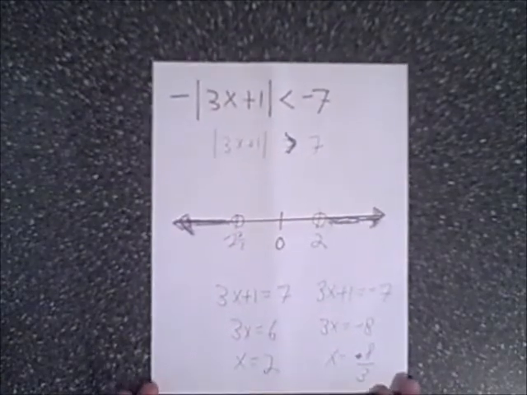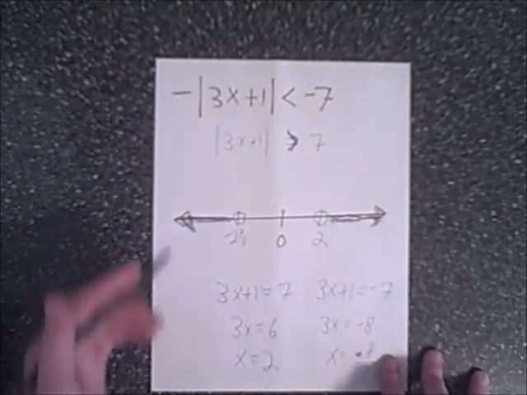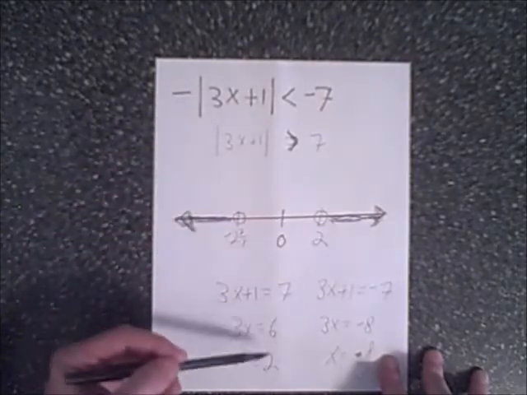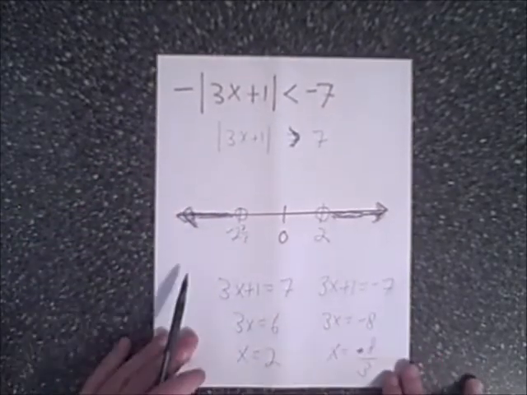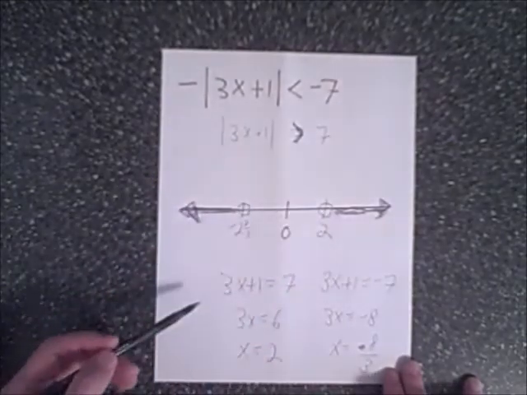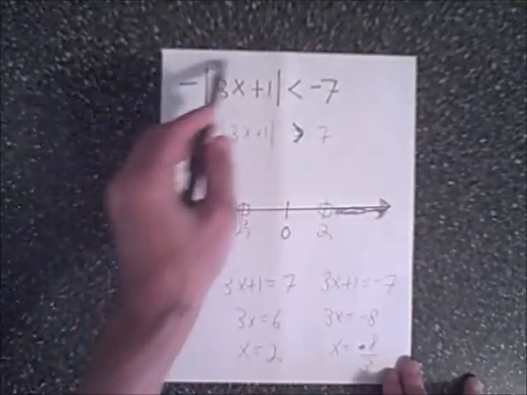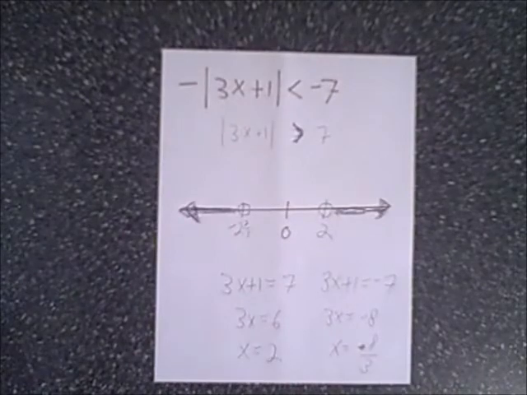So again, it's a 3-part process basically. Solve for the absolute value, finding your critical points. Most likely there'll be 2 of them. And then determine if it's an open circle or a closed circle, and finally test the regions with the original equation to see what you shade.